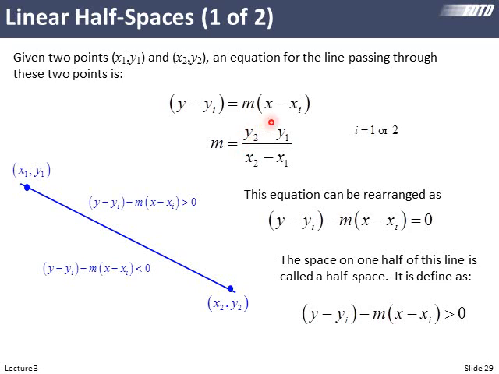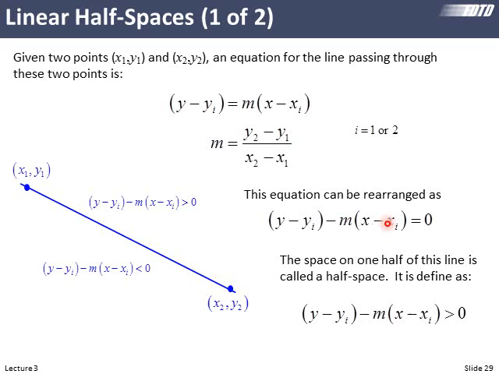So that's just y2 minus y1 divided by x2 minus x1. But the point that we put in this equation could be either 1 or 2. Doesn't matter. We can just pick one. So that's the equation of a line that comes out of knowing 2 points. So we'll take this equation for a line and rearrange it a little bit. We'll set it equal to 0.